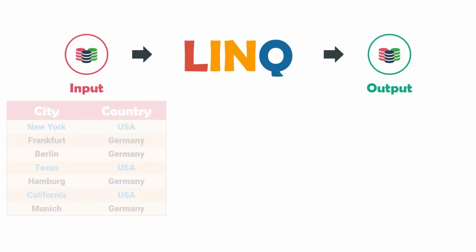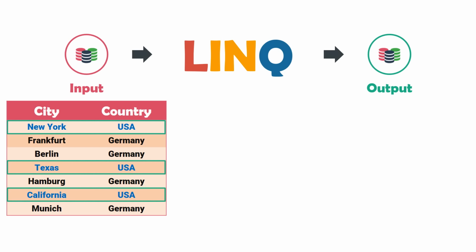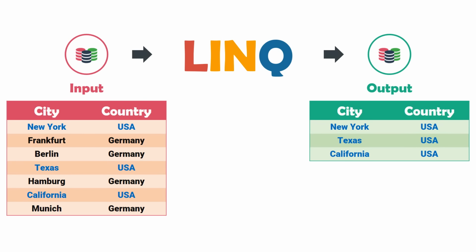For example, we have this data table, which consists of two columns, city and country. Assume we want to get only rows where the country is USA. We use a LINQ query, which gives as output the following data table. In this new data table we have only the rows where the country is USA. The video contains different examples of how to filter a data table using different criteria.